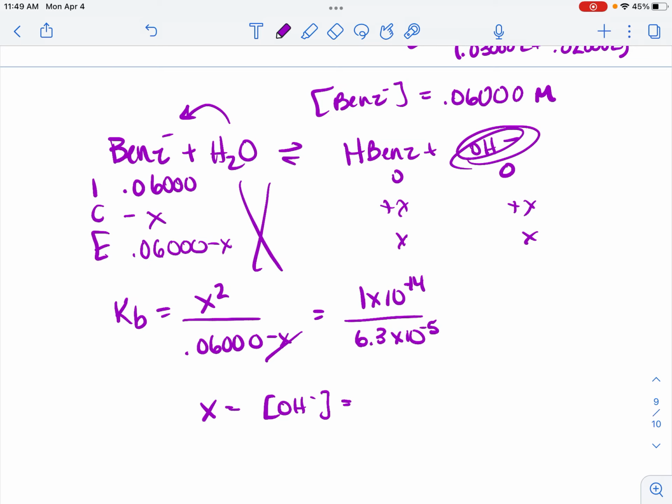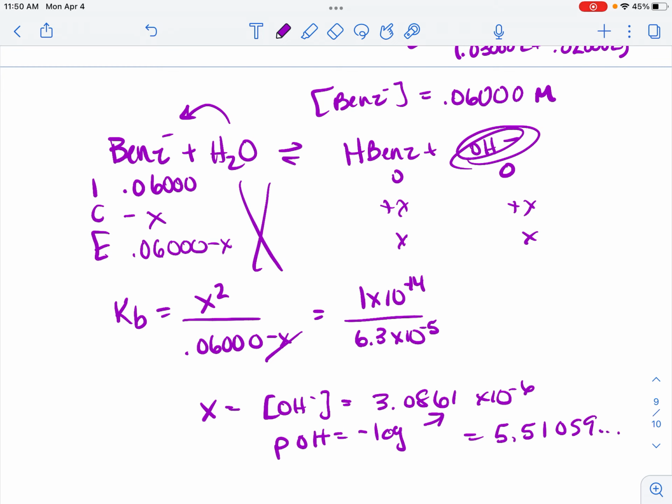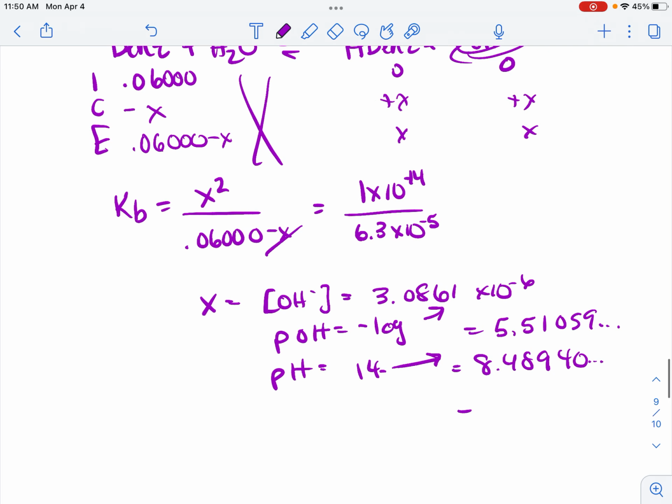And I found that x equals 3.0861 times 10 to the negative 6th. I'm going to do pOH equals the negative log of that, which comes out to 5.51059 more numbers. pH equals 14 minus that. So that comes out to 8.48940 more numbers. And I actually still only have 2 sig figs from the Ka that I put in there. So this will be 8.49 as the pH.